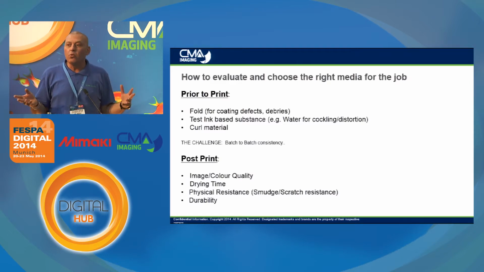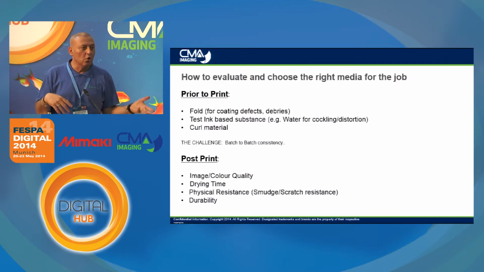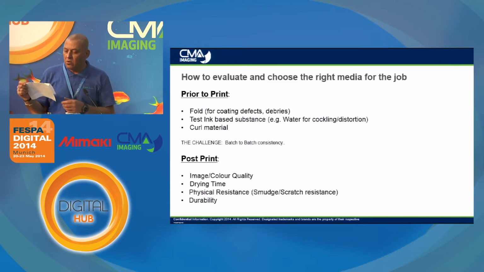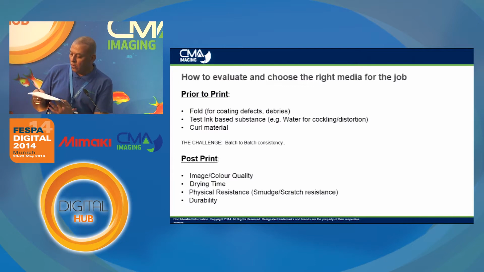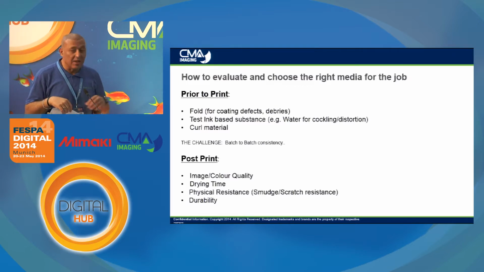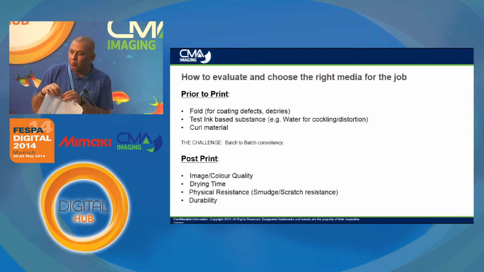So prior to print, when you go and check different media, to see if it's good or not good, we give you some bits and pieces. First of all, try, for instance, folding a paper. You fold the paper and you look for any coating defects or any debris coming out. That means that something with the coating is not good at all.